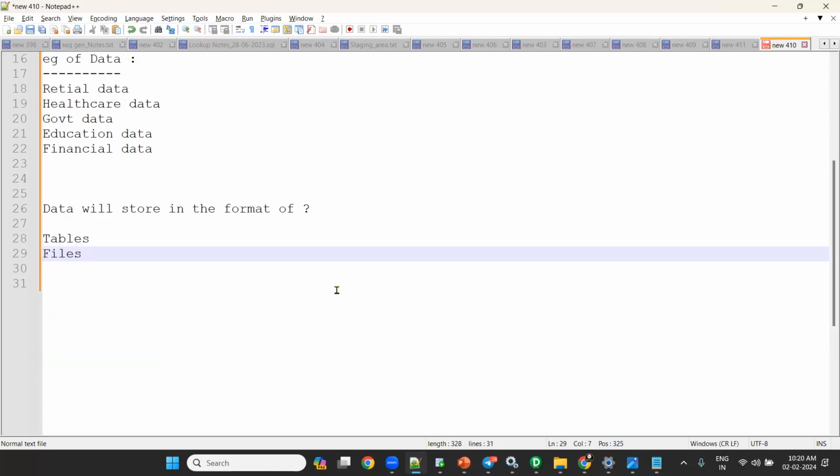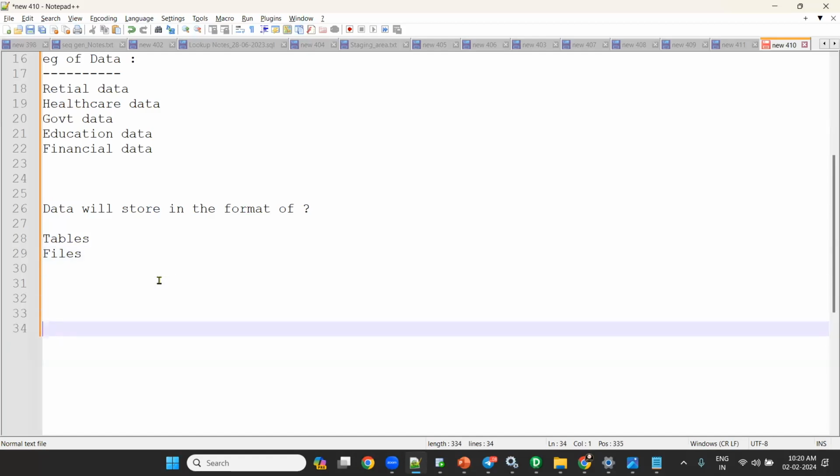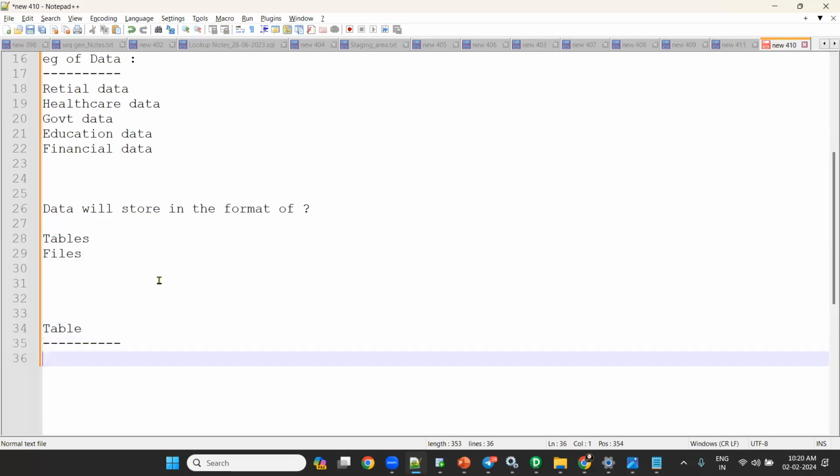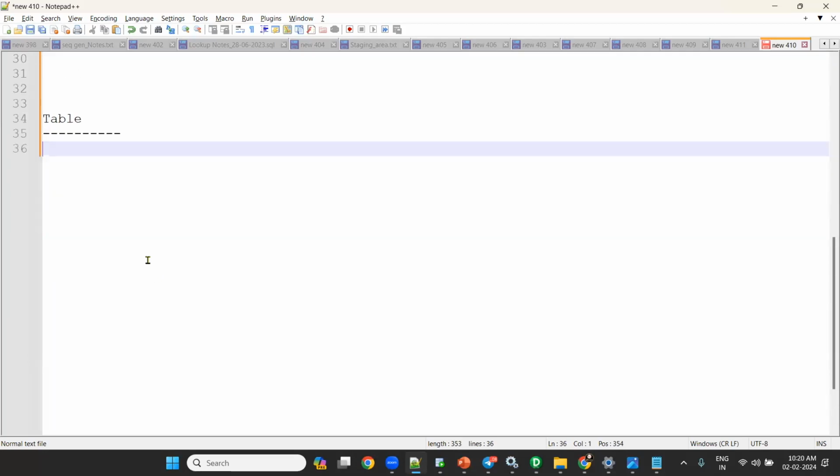So data can be stored in tables, and data can be stored in files. We will go to files later. Now let's discuss tables first. What is a table?